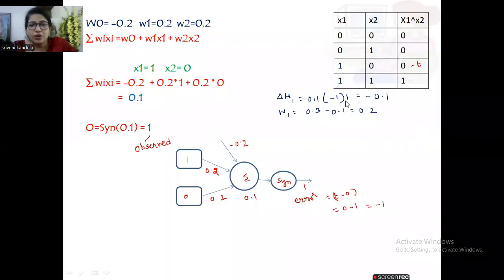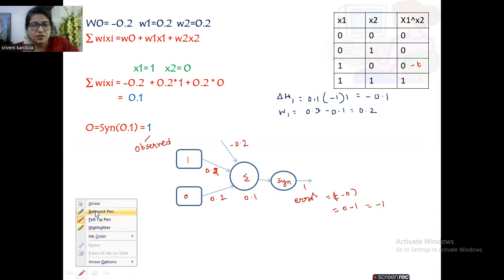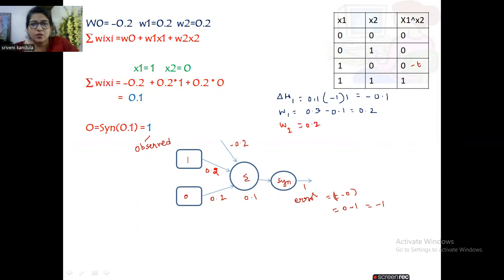We have modified the weights. W1 is modified now. W2, since x2 value is 0, remains the same. W2 is the same. It is 0.2 plus 0, it will be a value of 0.2 itself. So now since the weights are modified, once again we have to start the process. So we are entering into the next epoch or the next iteration.